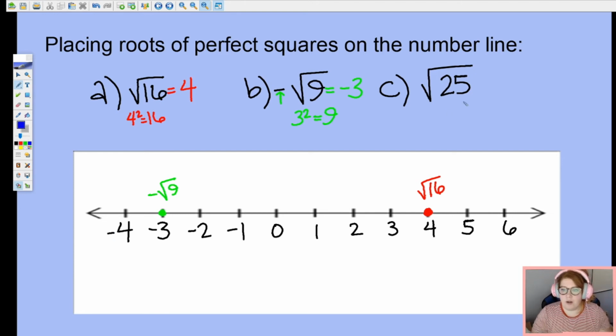And the same thing here, I want to know what is the same as the square root of 25. So I have to ask myself, what times itself is 25? If you said 5, awesome. 5 times 5 is 25. So this is the same thing as 5. And we know it's positive because there's no negative out in front. Again, the important thing is you look at the root and you ask yourself, what do I have to multiply by itself to get this number?